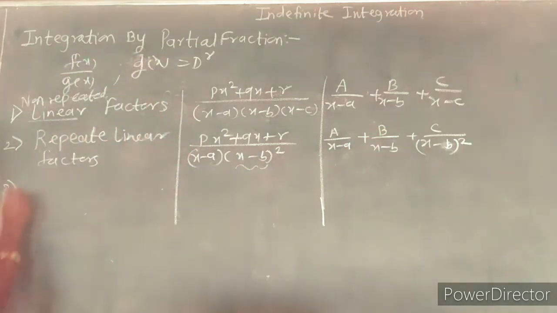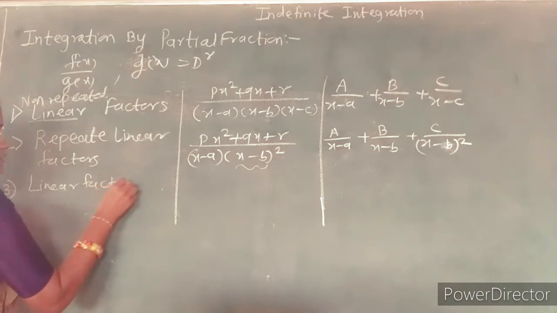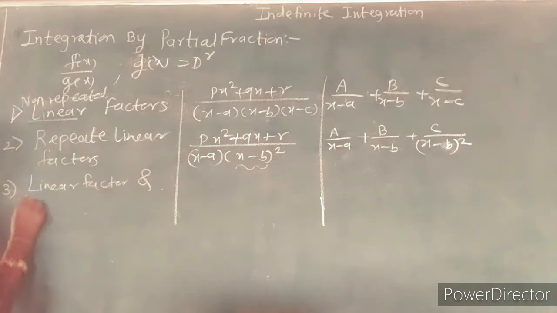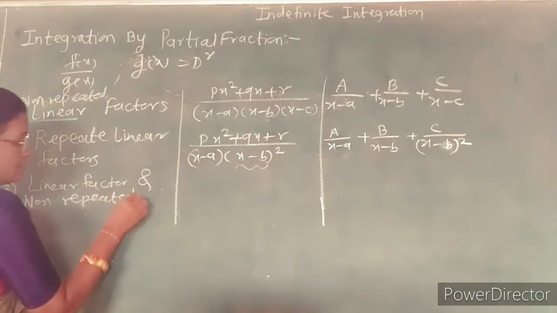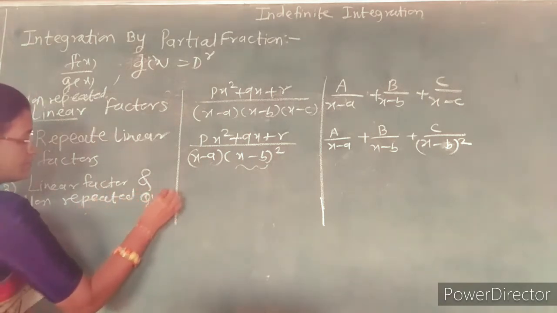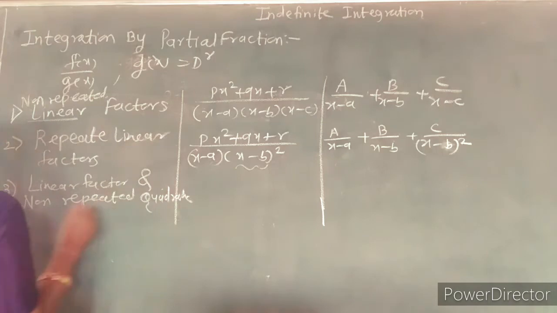Now, third, the denominator contains a product of linear factors and a non-repeated quadratic factor.